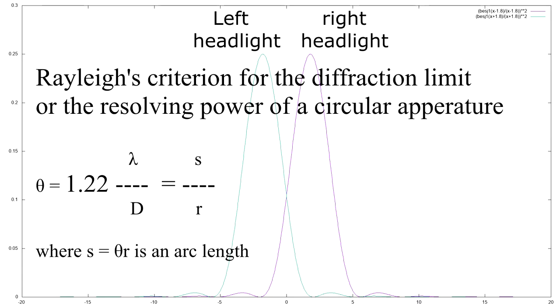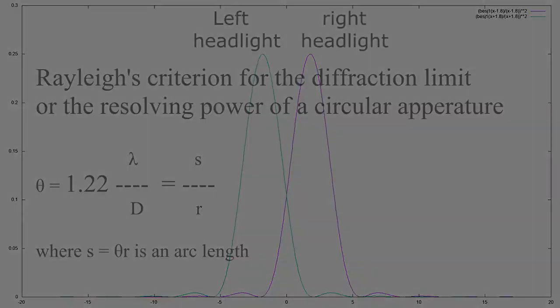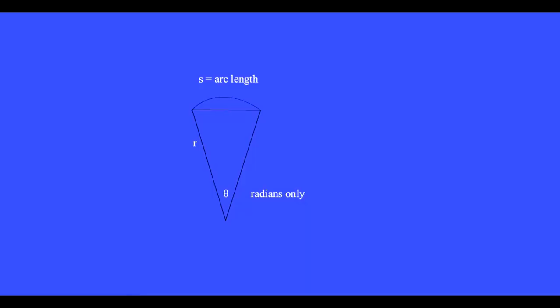Altogether, this gives Rayleigh's criterion for the diffraction limit or the resolving power of a circular aperture. The smallest angle resolvable is theta equals 1.22 lambda over d. This is also equal to s over r, where s equals theta r is an arc length. Here is the definition of arc length. Remember that theta is in radians only. The definition of radians came from arc length.